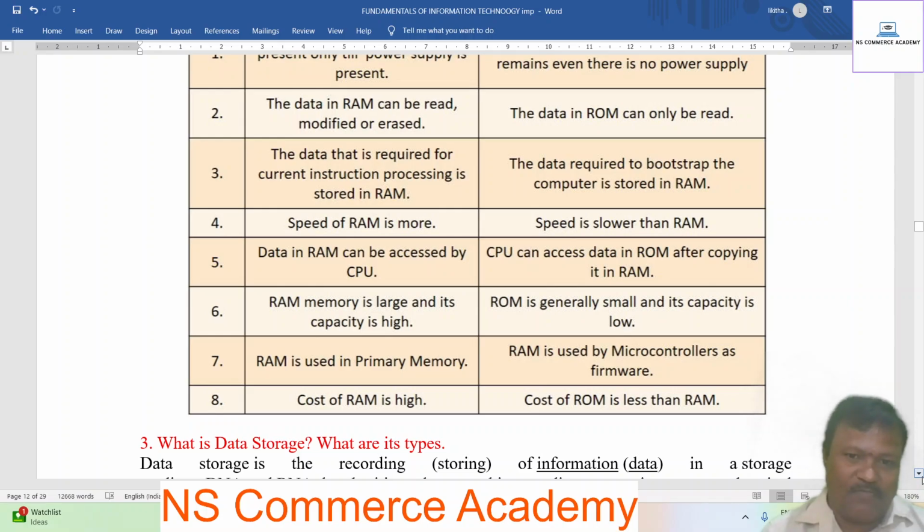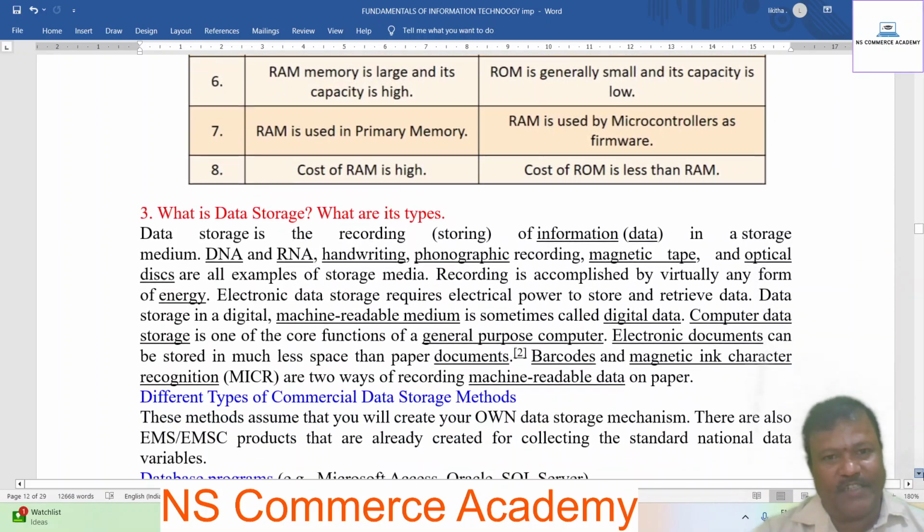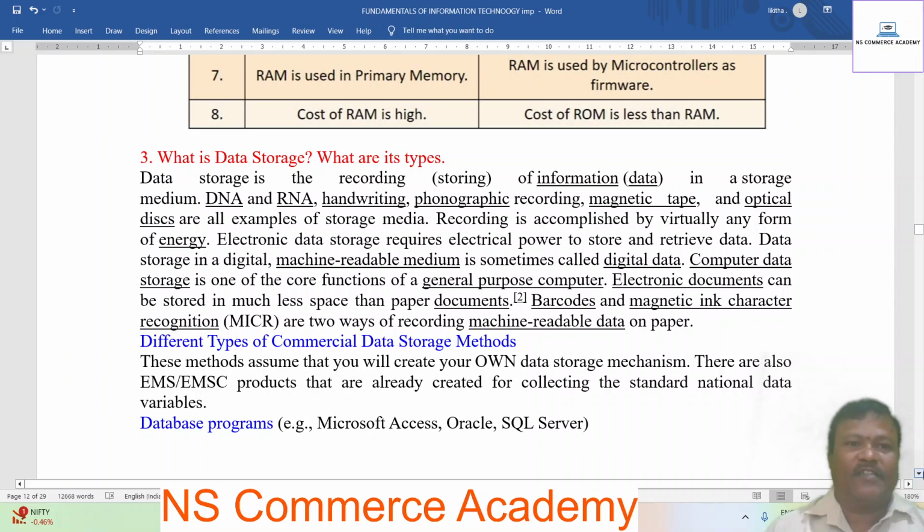RAM is used in primary memory. ROM is used by microcontrollers as firmware. Next, the cost of RAM is high, the cost of ROM is less than RAM. Okay. Next, come to the fourth question. What is data storage? What are its types?